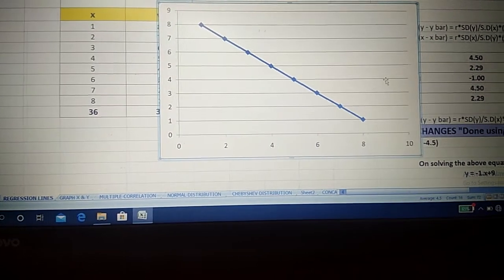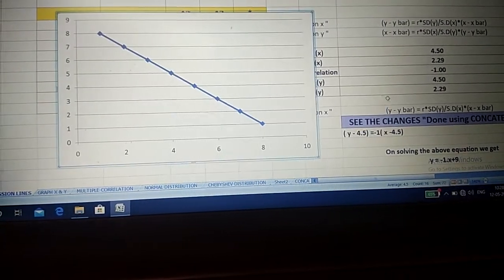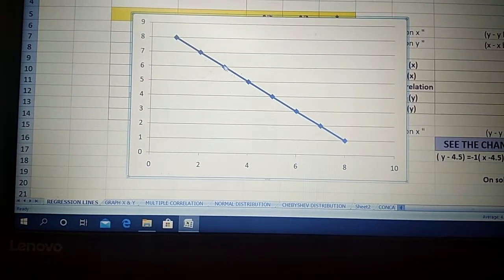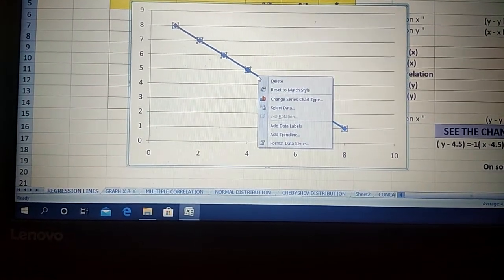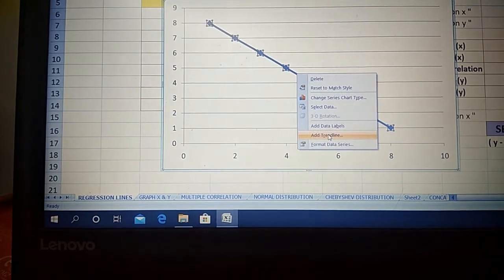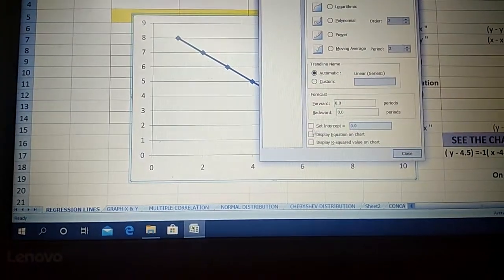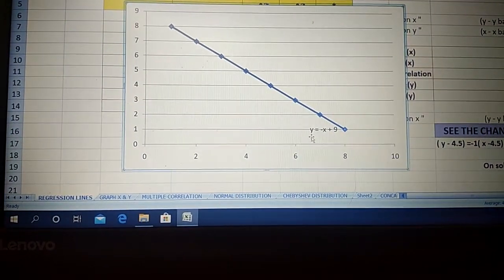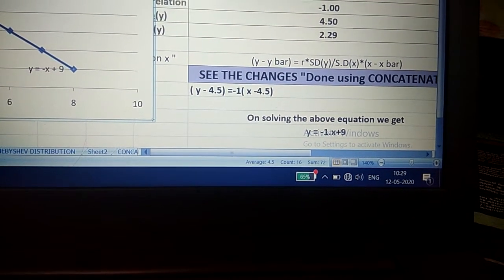The graph is already inverse, but still I am doubting whether my formula is correct. What is my formula? My formula is y equals minus x plus 9. Where is it? Don't worry. Put your cursor on the line and right click, add trendline, go to add trendline, and here a new window will open. Go to display equation on chart and close, and here y equals minus x plus 9, and fortunately I am also having y equals minus x plus 9.